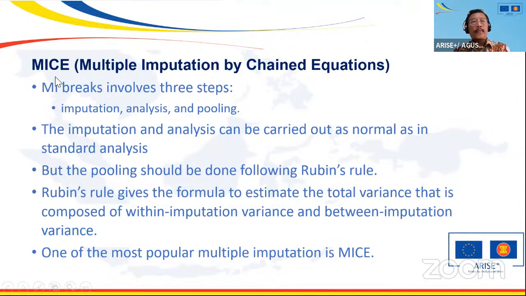Okay, this is the algorithm which is allowing us to have several data sets estimated. And then from these data sets, we improve our imputation. It's called MICE, multiple imputation by chained equations, chained regression.